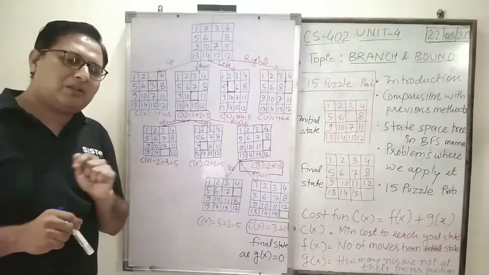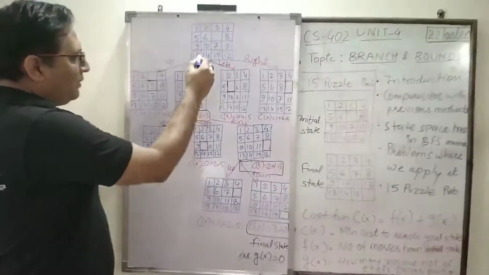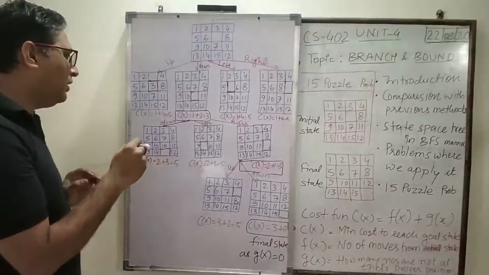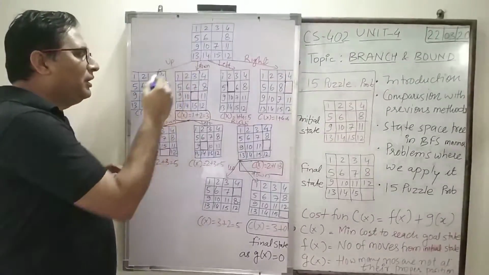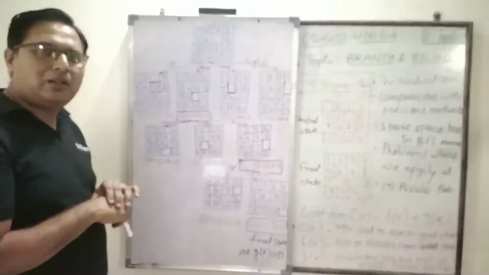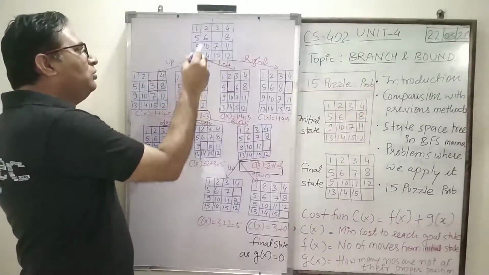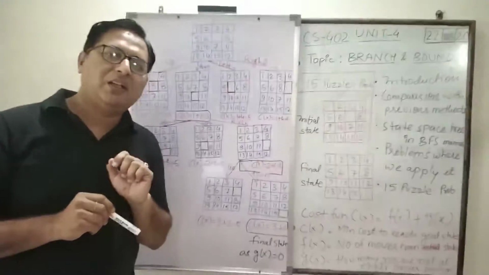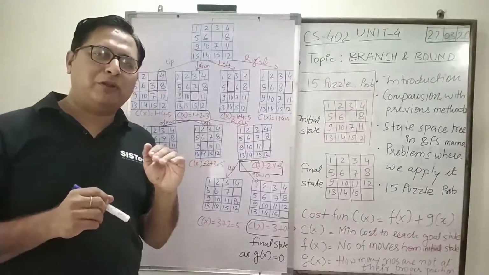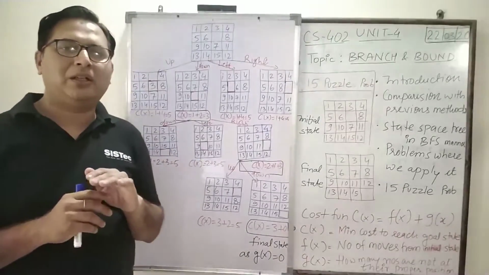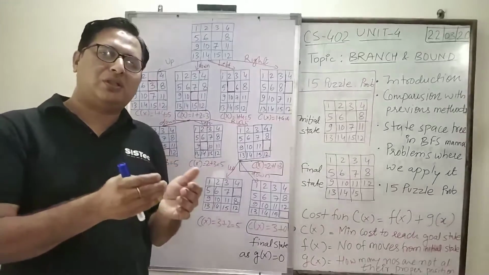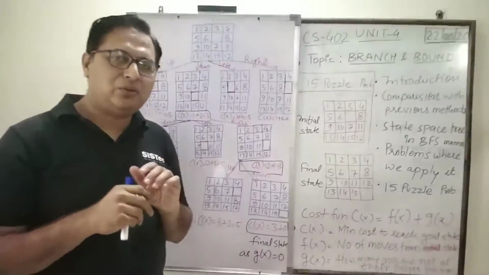Now one thing is important over here. As we have come from this position by the down movement, we will not apply the up movement from here. Why? Because it will lead us to the initial position. So always remember, when we come to a particular state after a movement, never apply the opposite movement. It will take you to the original previous state, and that is useless.